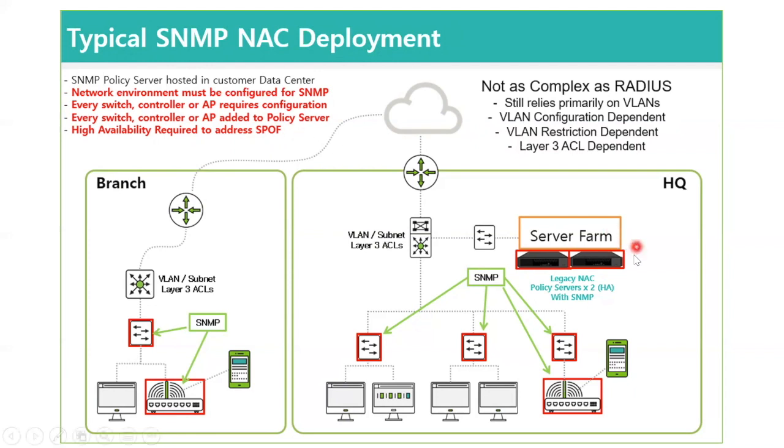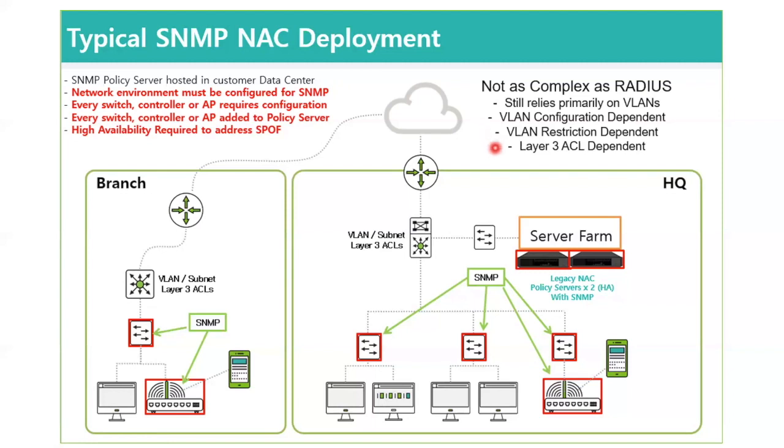So if you have a NAC policy server that's issuing SNMP commands to your various network devices, and it actually quarantines a device, and then it goes down, that device will be stuck in quarantine. So just like with Radius, you really have to implement high availability. So while it may not be as complex as Radius, it's going to rely primarily on VLANs for quarantine or for network access. So that means VLAN configurations must line up with your NAC policy configurations, and the VLANs have to be restricted based on the level of access you want to assign to those roles.